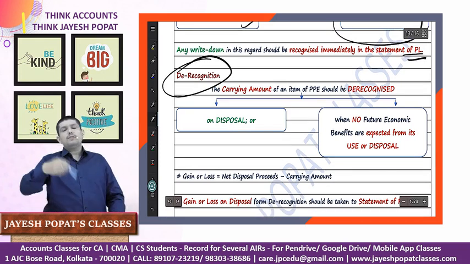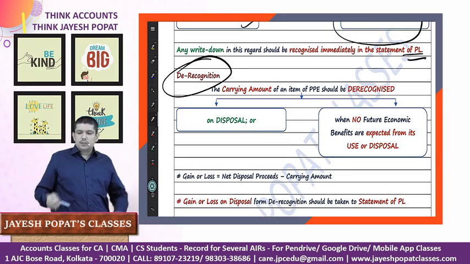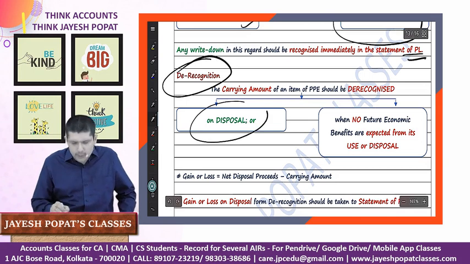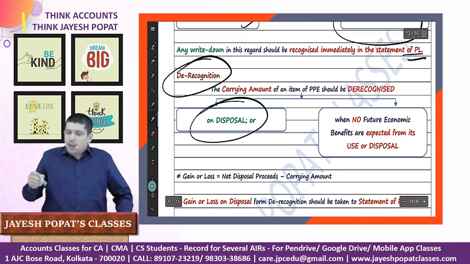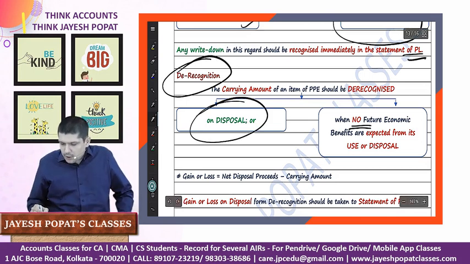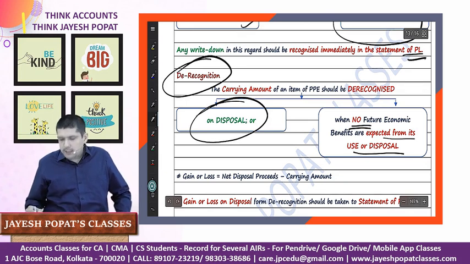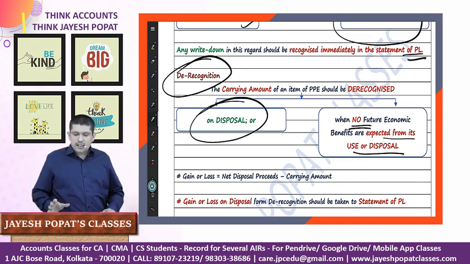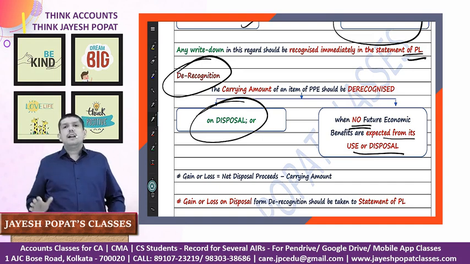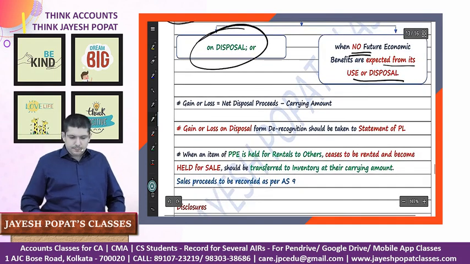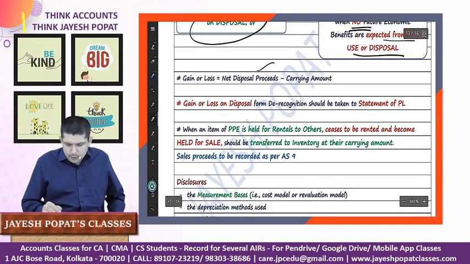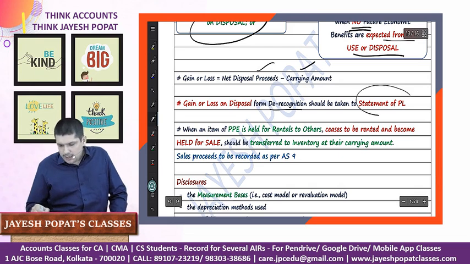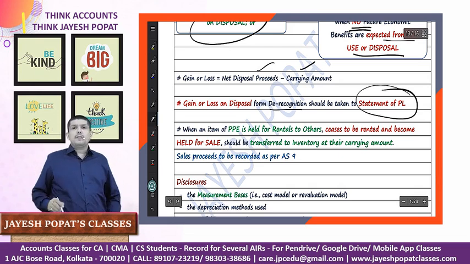Derecognition means you take off that asset from your books of accounts. The derecognition should be done either on disposal, you are selling off that asset, or maybe there are no future economic benefits expected from its use or disposal. You need to scrap that off, you need to throw that asset off. In this case, you derecognize the value from the books of accounts. Gain or loss is net disposal proceeds minus carrying amount, right? Whenever you're derecognizing, any gain or loss will go to the statement of profit and loss.